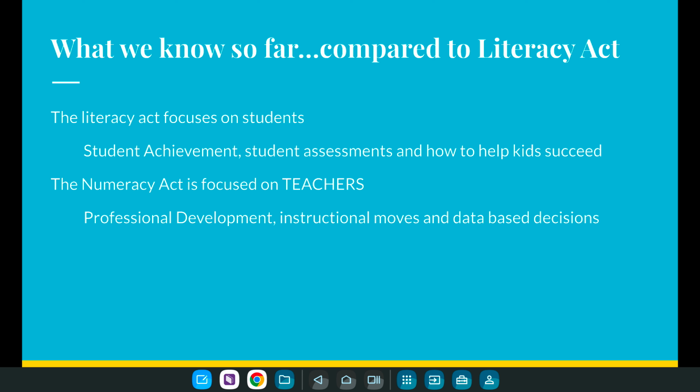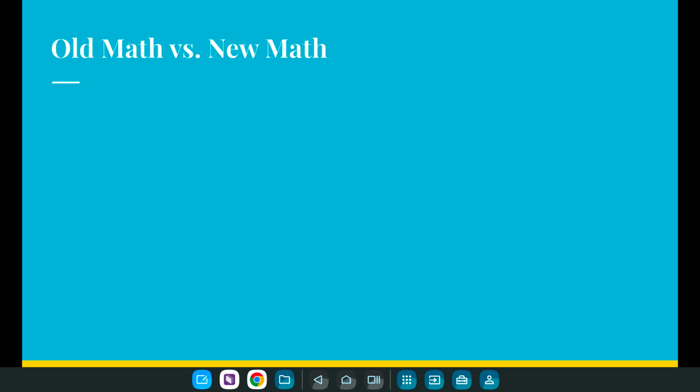What we might remember is that the Literacy Act focuses on students and student achievement. It looks at student assessment and how to help kids succeed. It has an important piece in third grade dealing with the ACAP. The Numeracy Act is different, and it is focused on teachers. So it's focused on professional development, instructional moves, and data-based decisions, which includes hiring or the use of math coaches, which is what my job is. So Hoover was a step ahead. All of this is going to be required by 2027, but there are layers of implementation as we go.